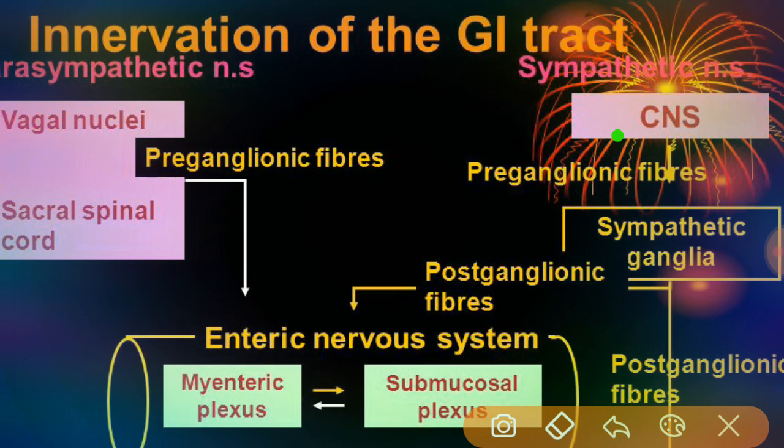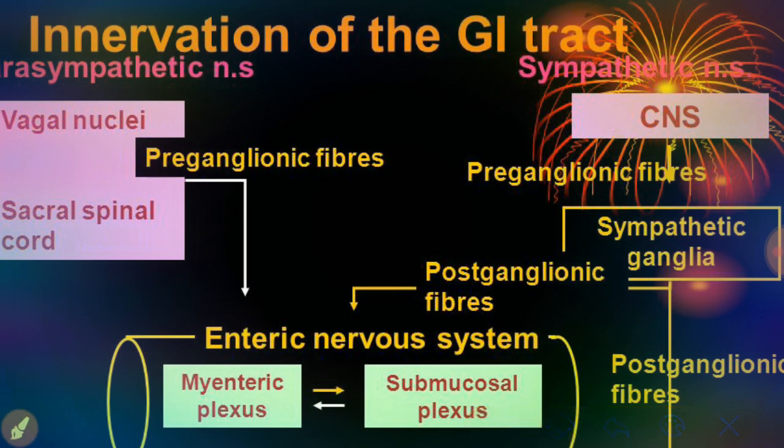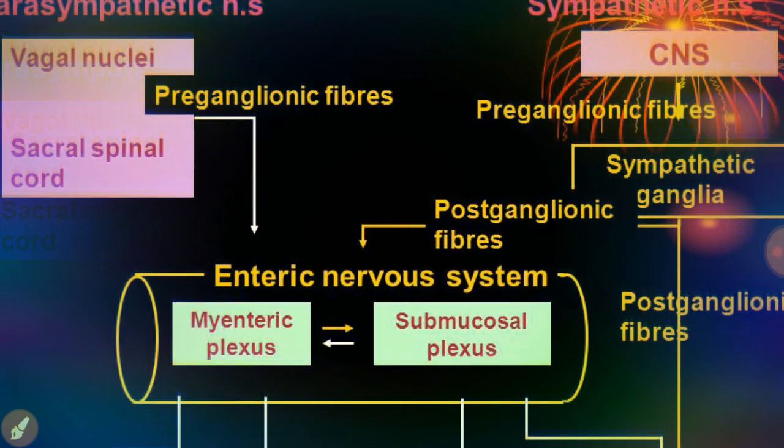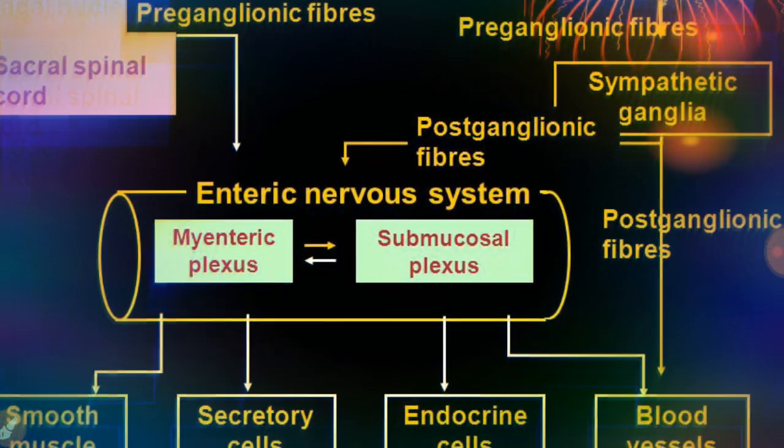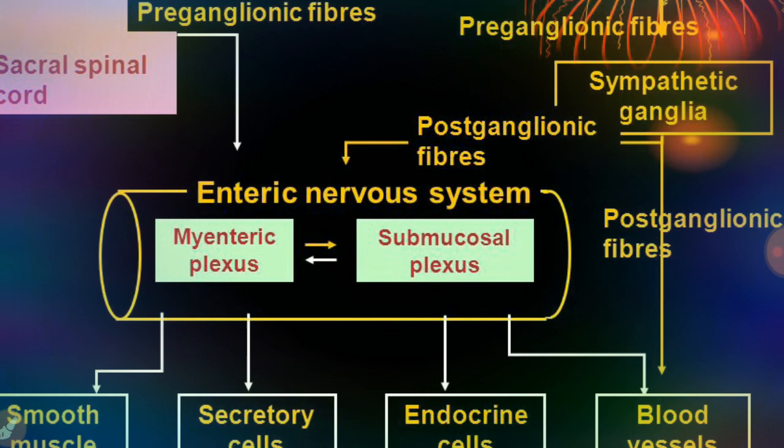Okay, under the parasympathetic system we have also seen the preganglionic fibers. Here the ganglia lead to the post-ganglionic fibers, which lead to the enteric nervous system. We know that the enteric nervous system contains two plexuses, the myenteric plexus and the submucosal plexus. Coming to the sympathetic ganglia, the post-ganglionic fibers are present, and these lead to the blood vessels.